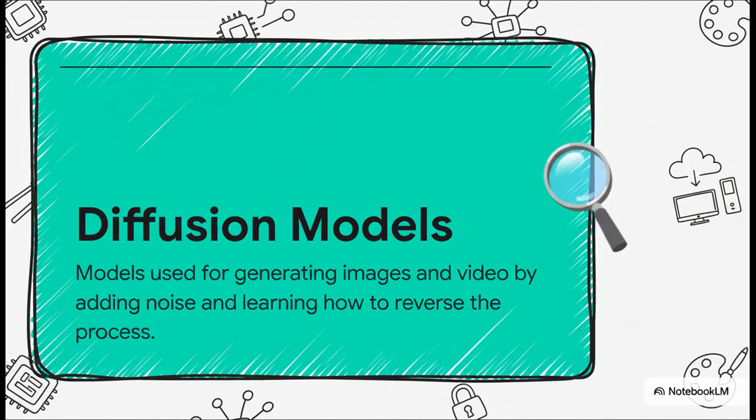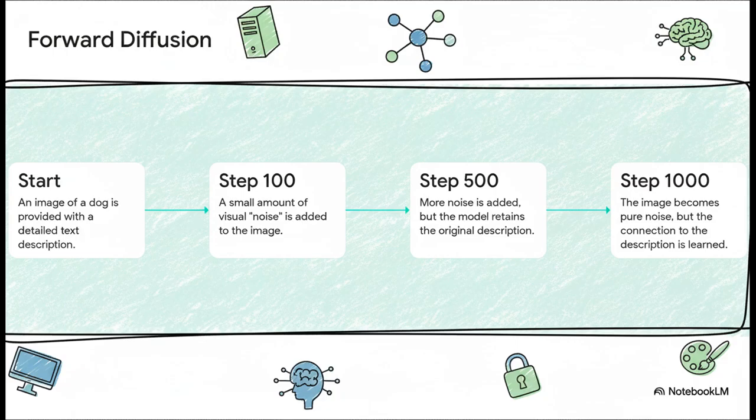But for images, we use something totally different, called a diffusion model. And how these things work is just fascinating. They don't learn by looking at pretty pictures. They learn by systematically destroying them with static, and then learning how to put them back together. Okay, so picture this. This first part is called forward diffusion. The model takes a perfect image, let's say a white dog, and it adds a tiny bit of random visual static, just noise. Then it adds a little more, and a little more, over thousands of steps. All the while, it's remembering that this noisy mess is still connected to the words, a white dog. And eventually, the image is just pure static.